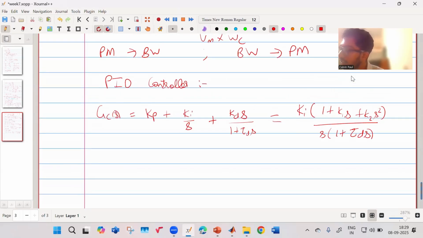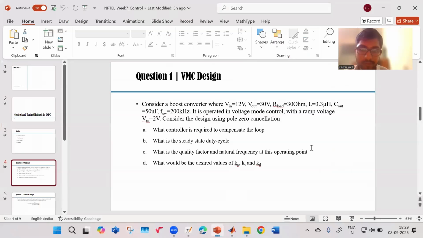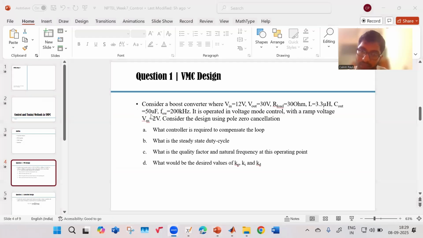Now we'll proceed to our questions. Let us start with question 1. Okay, so I'm considering a boost converter. Input voltage 12 volt, output voltage 30 volt, load resistance is 30 ohm. Inductance 3.3 microhenry. Output capacitance 50 microfarad. Switching frequency 200 kilohertz.